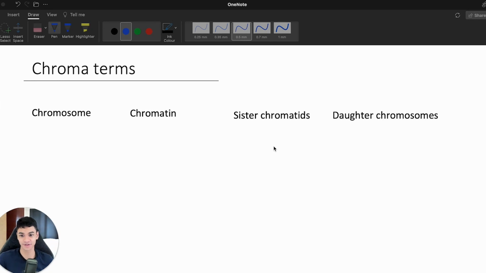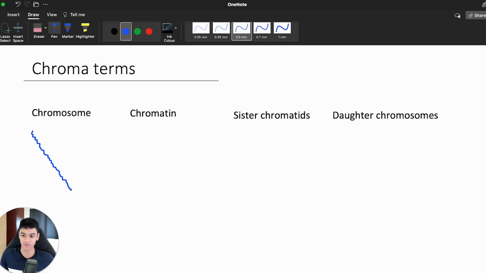Okay, what's the difference between all these terms? We start with chromosome. A chromosome is a long strand of DNA. So we have a very long, super long strand of DNA. There is a centromere to this. So this is a chromosome. In a human diploid nucleus, we have 46 of these very long strands, 46.